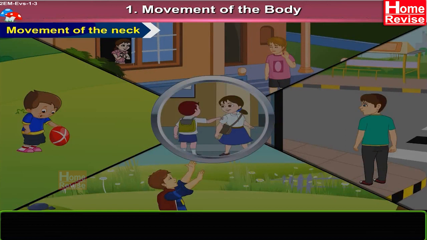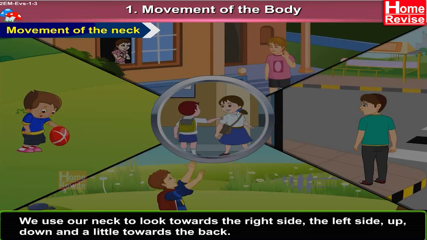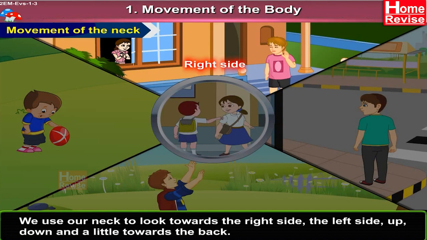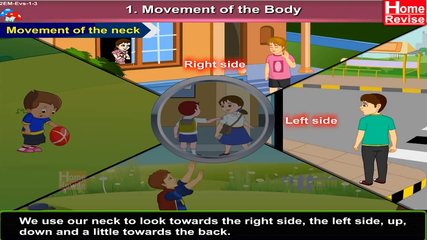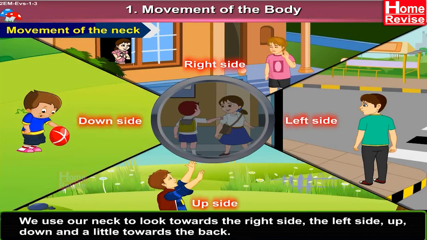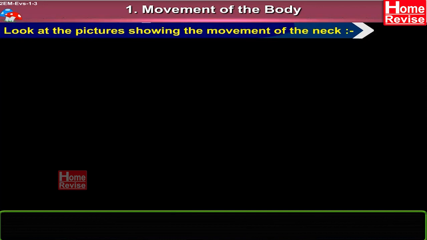3. Movement of the neck. We use our neck to look towards the right side, the left side, up, down, and a little towards the back. Look at the pictures showing the movement of the neck.